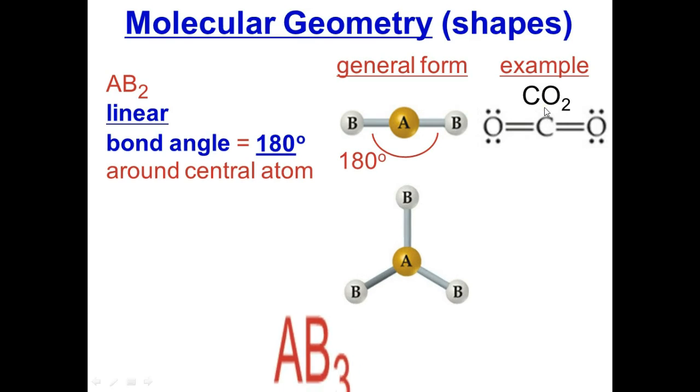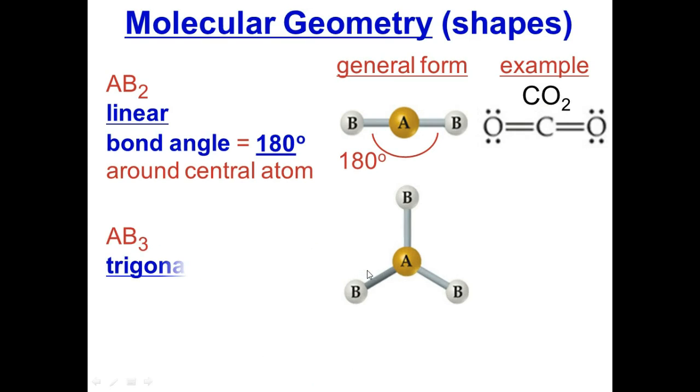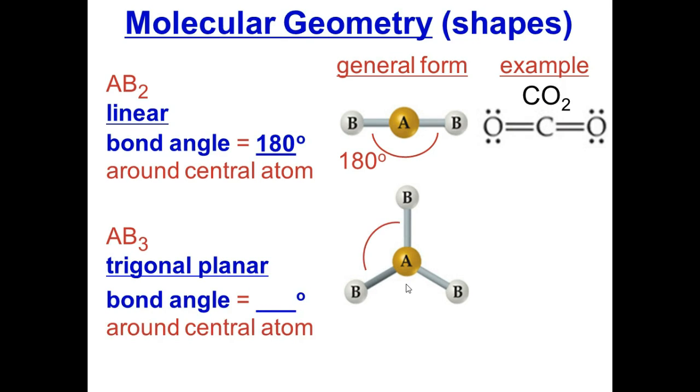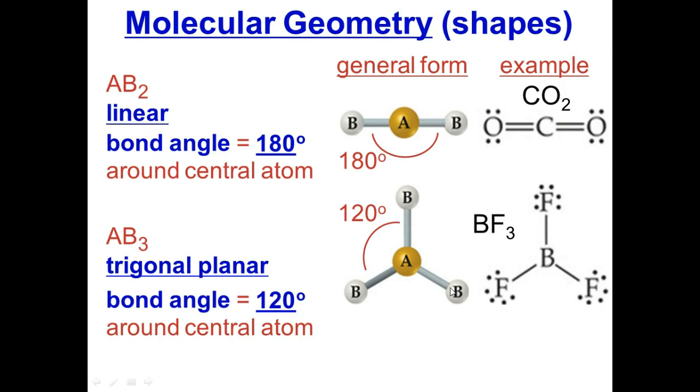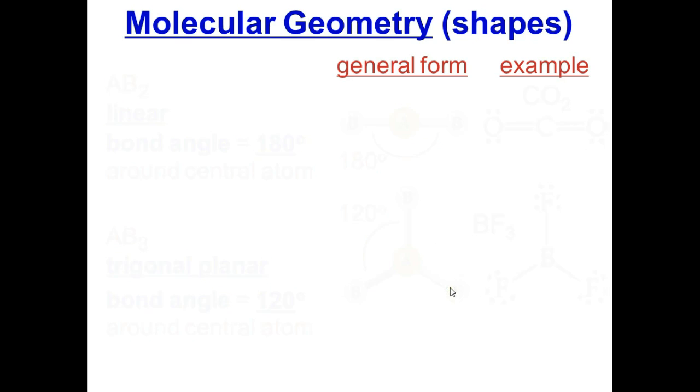Then we have the second one, which is AB3, so 1 central atom, 3 bonds, and a total of 3 domains, and the shape is called trigonal planar. Tri for 3, planar for it's on the same plane, like in geometry. Then the bond angle is 120, so just think about a circle split up into 3 sections, 120 degrees each gap. And an example of this in real life is boron trifluoride.